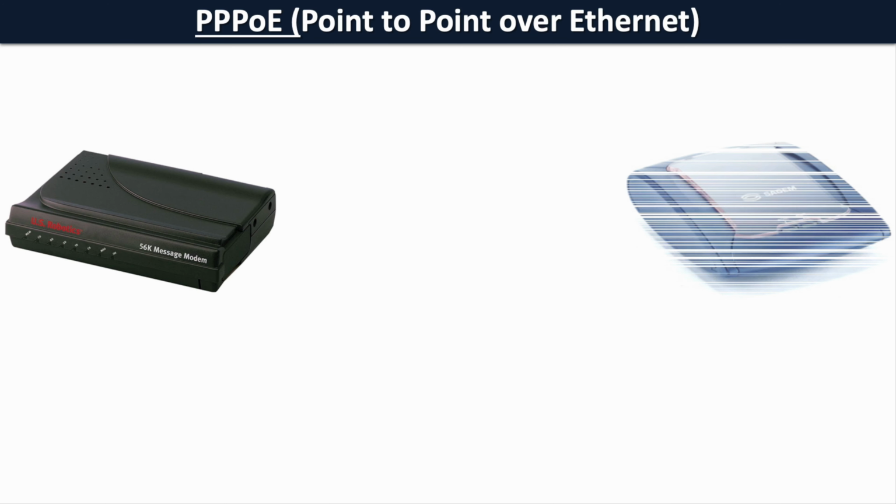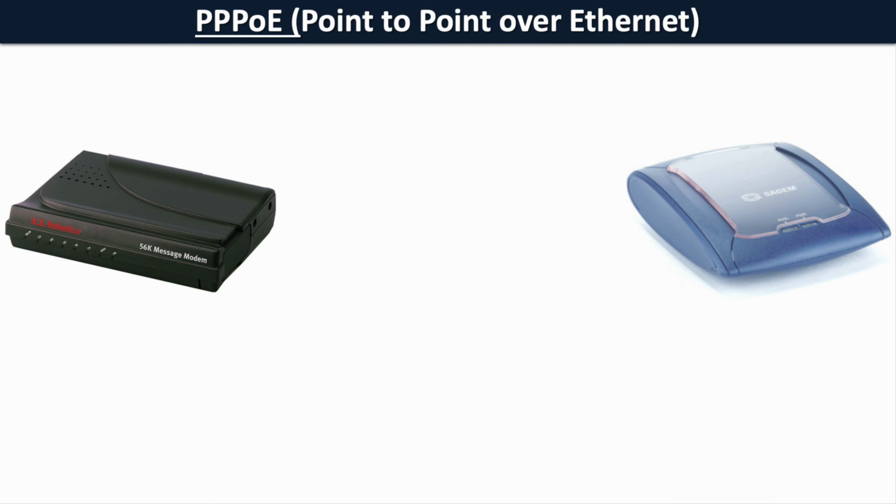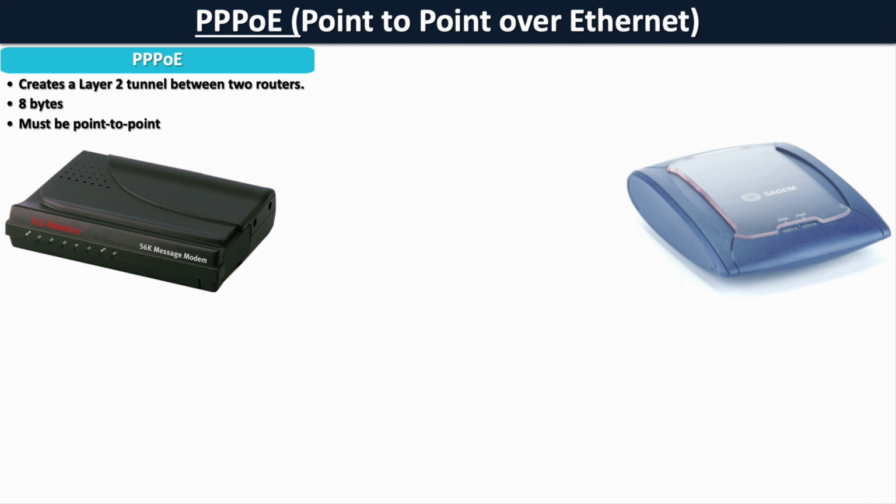With this type of modem, internet service providers did not have a solution to authenticate their customers because there was no longer a PPP link, but an Ethernet link. In order to continue using CHAP authentication, it was necessary to encapsulate the PPP protocol through the Ethernet protocol. Well, that's how the PPPoE protocol was born. It allows you to create a layer 2 tunnel between two routers. It takes 8 bytes, and it can only be used on point-to-point links. That is, a PPPoE tunnel can only be mounted between two directly connected routers.